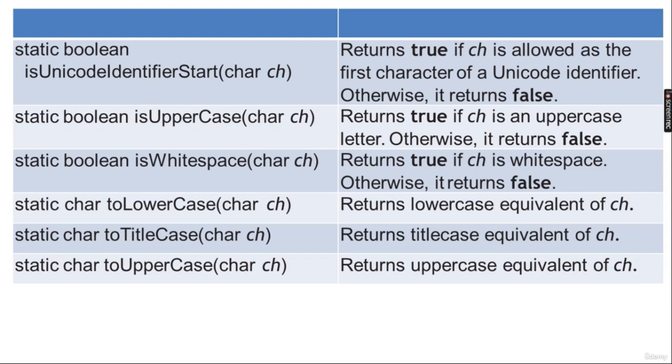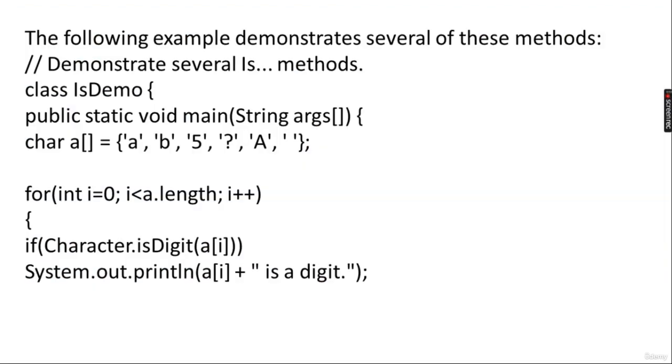Static boolean isUpperCase(char ch) returns true if ch is an uppercase letter, otherwise it will return false. Static boolean isWhitespace(char ch) returns true if ch is white space, otherwise it will return false. Static char toLowerCase(char ch) returns the lowercase equivalent of ch. Static char toTitleCase(char ch) returns the title case equivalent of ch, that is capital case. And static char toUpperCase returns the uppercase equivalent of ch.